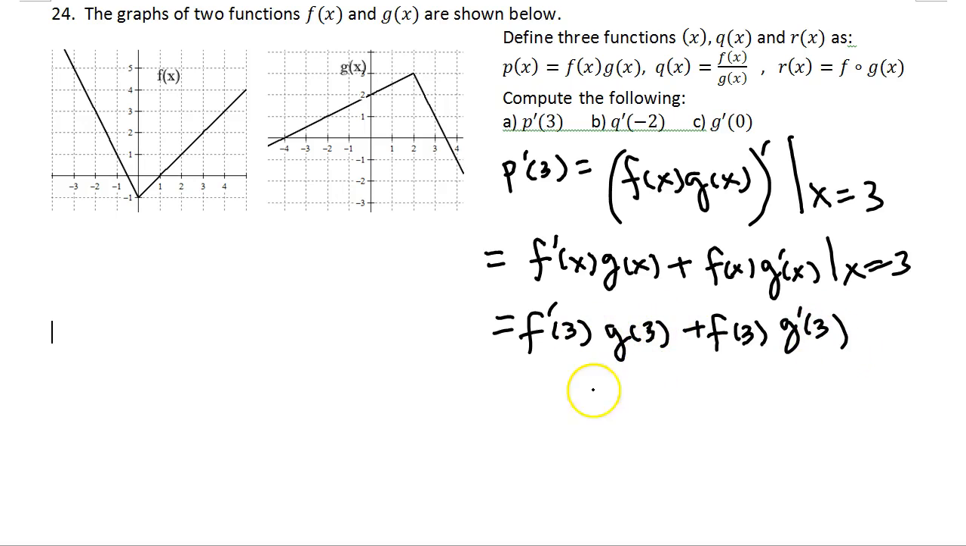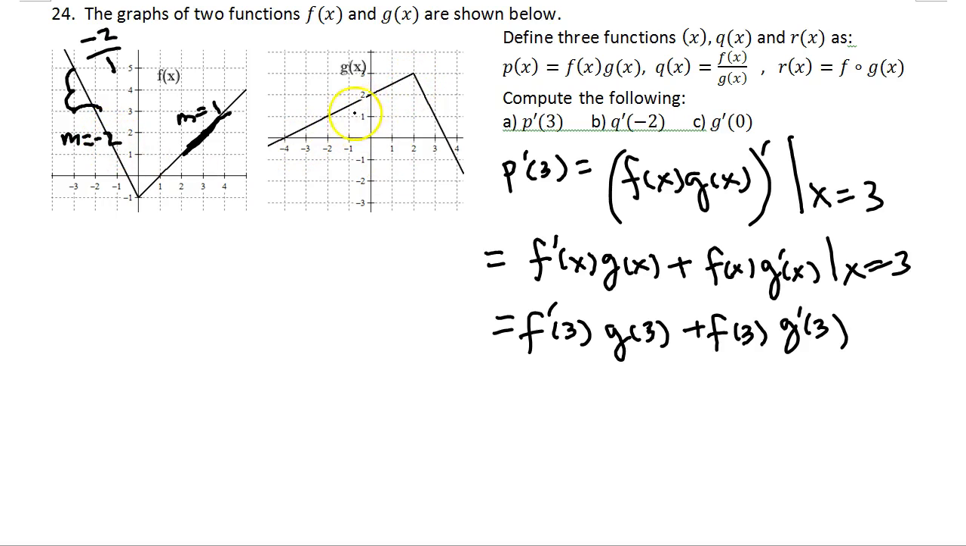Okay, in order to get an answer for this, we really need the values of f prime of 3, g of 3, and all that. Let's look at the graph and see what we have. What is f prime of 3? f prime of 3 is the slope at 3, and using rise over run, you see that the slope is 1 here. So m is 1 here. How about here? You go down by 2 and right by 1, so the rise over run is negative 2 over 1. The slope is negative 2 here.